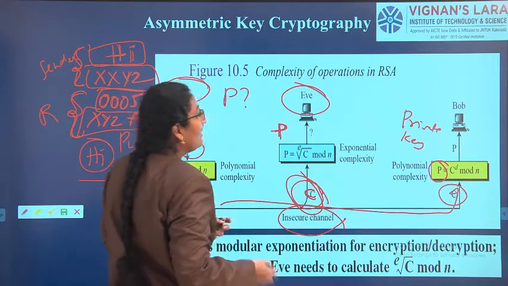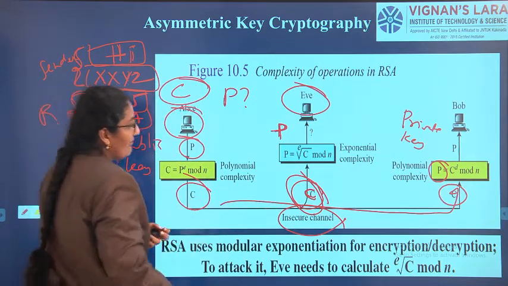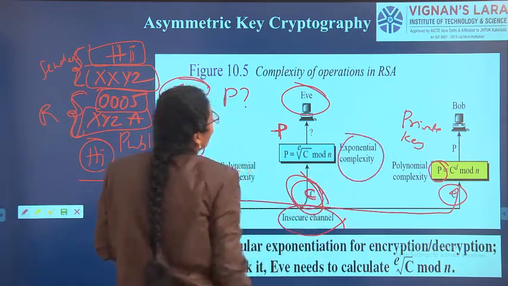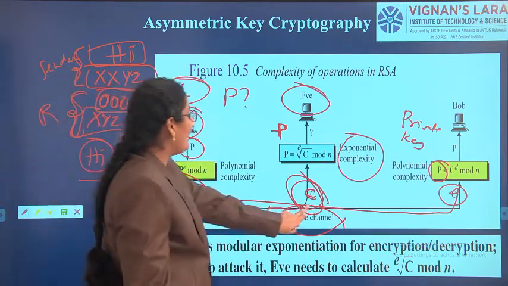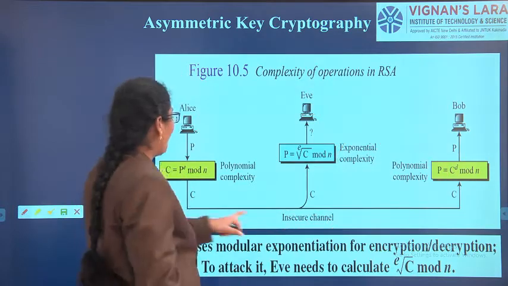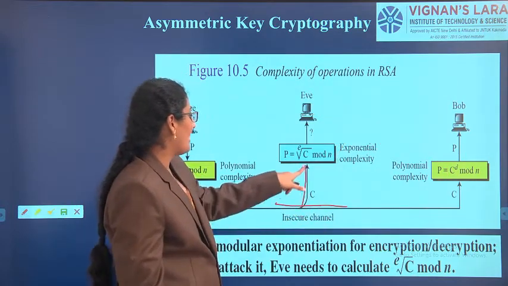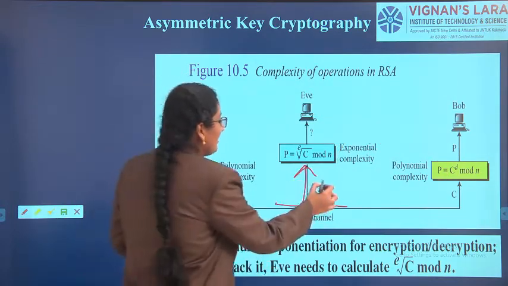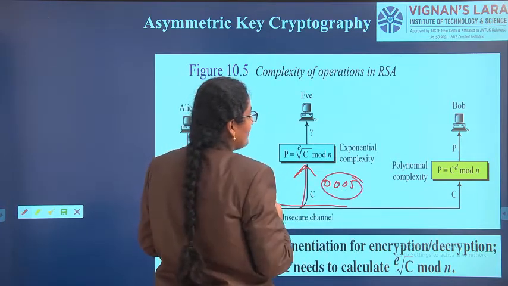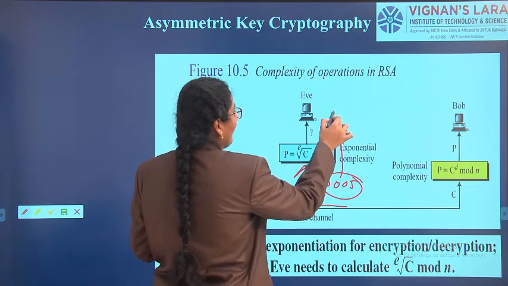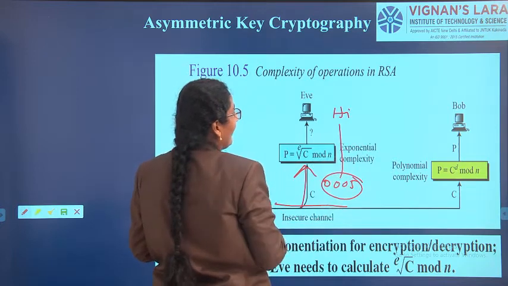I cannot convert. Then what problem will I get? I will get exponential complexity, nothing but the encryption exponent. Very easily I have taken the ciphertext from the insecure channel. Now the question is, I got 0005. I don't know what this 0005 is. To convert this 0005 into "hi", I don't have the private key.